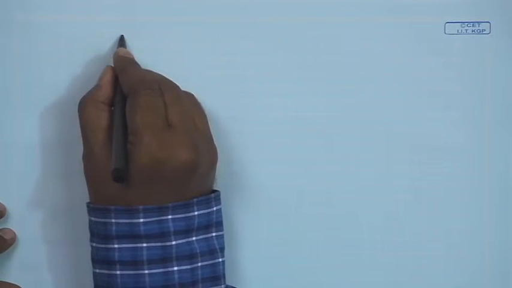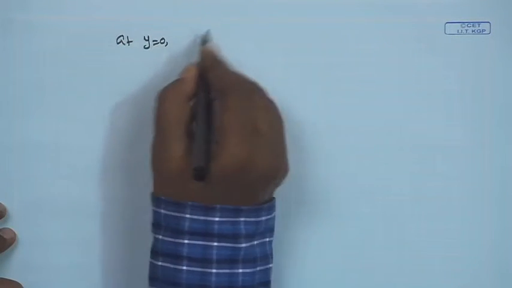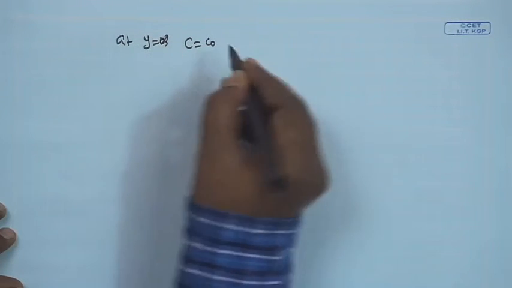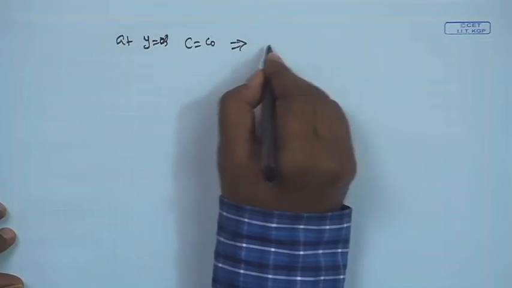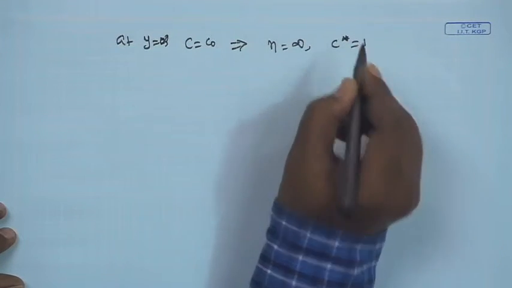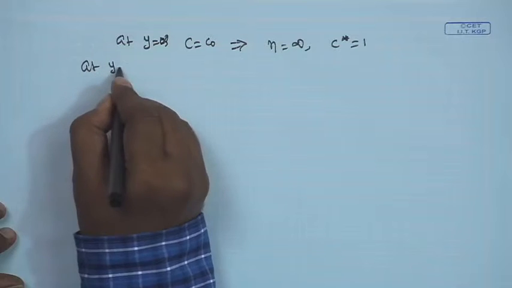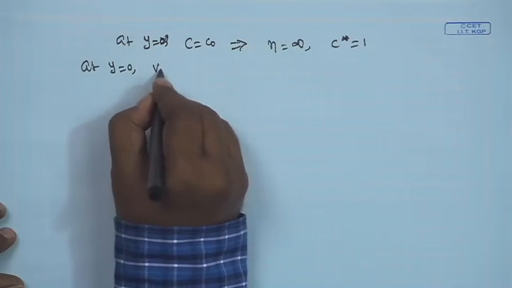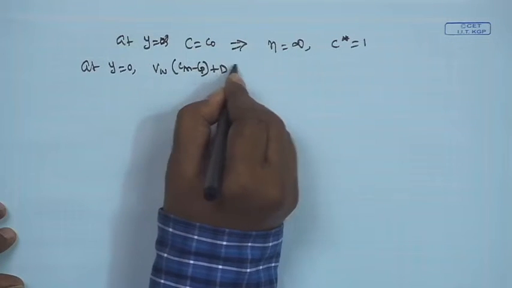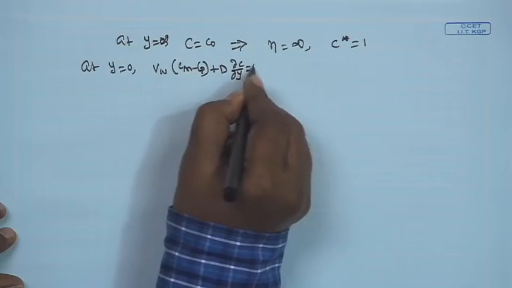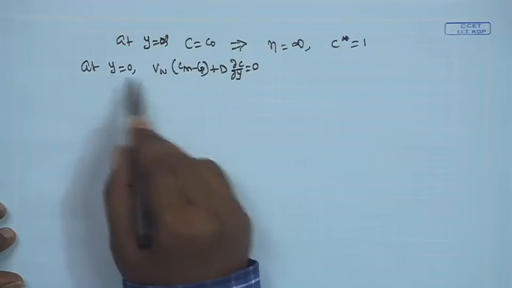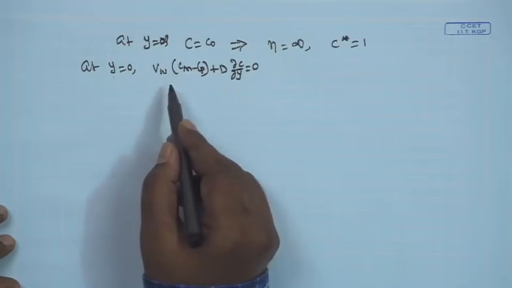So, at y equal to 0, if you remember, C was equal to C naught, and at y equal to infinity, C is equal to C naught. At y equal to infinity means eta is equal to infinity, C star is equal to 1. At y equal to 0, we had V w (C m minus C p) plus d del C del y equal to 0. C at y equal to 0 is nothing but the concentration of solute at the membrane surface.